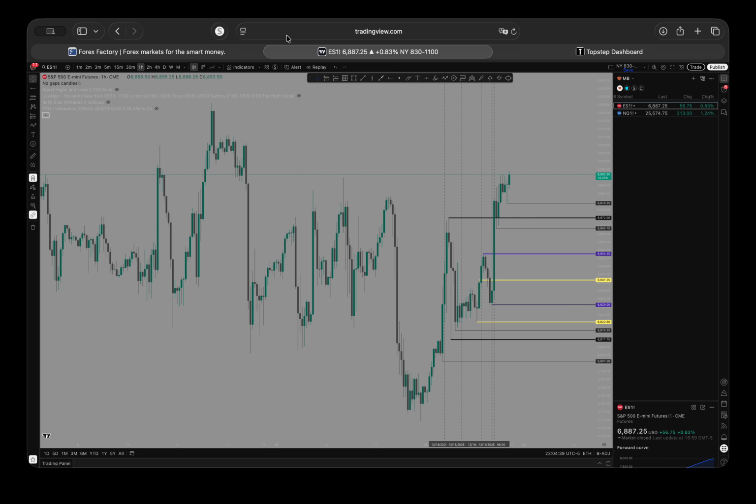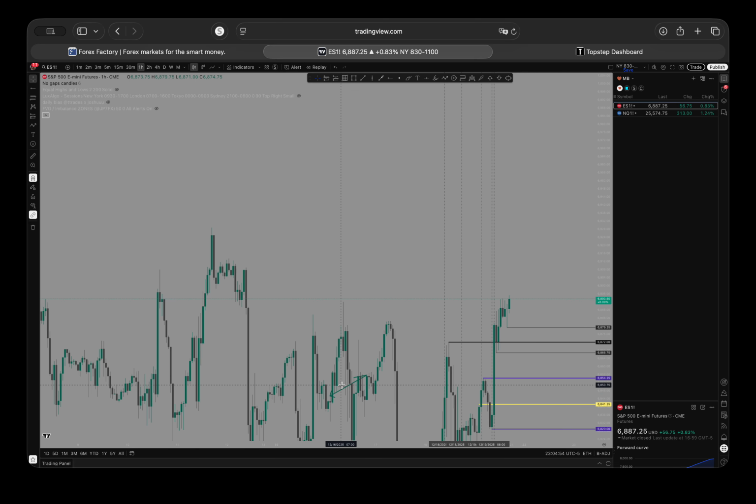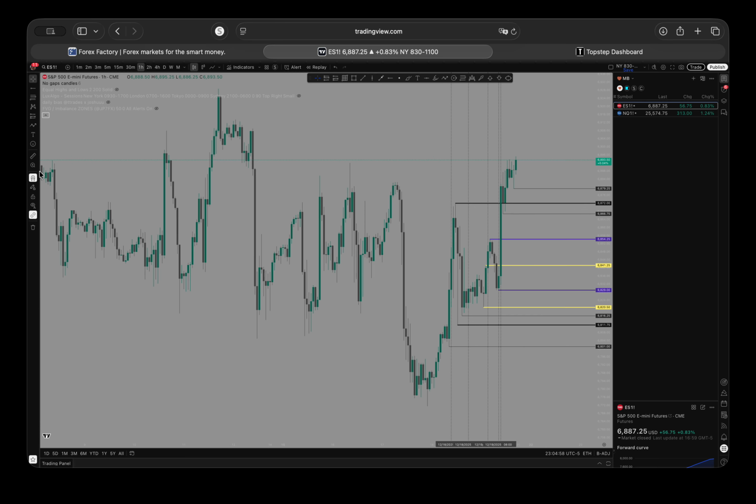This is the movement of the market. This is how it goes. It doesn't just move because it feels like it. There's a reason for it.